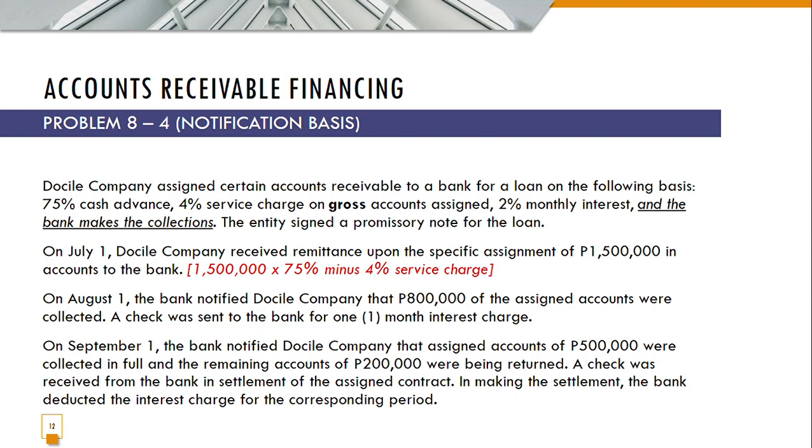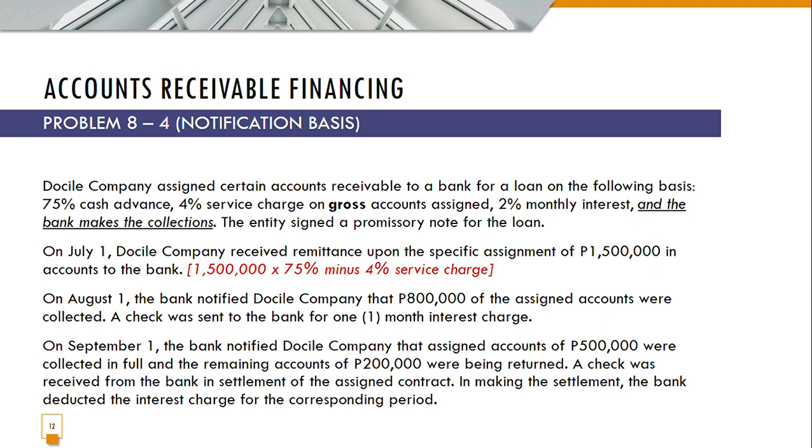Now what if it's on notification basis? So let's do problem 8-4. So here, Docile Company assigned AR to a bank for a loan on the following basis: 75% cash advance, 4% service charge on gross accounts assigned, 2% monthly interest, and the bank makes the collection. Since the bank makes the collections, this is a notification basis assignment. The entity signed a promissory note.